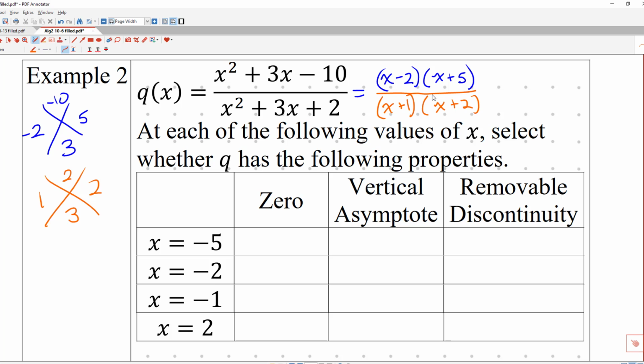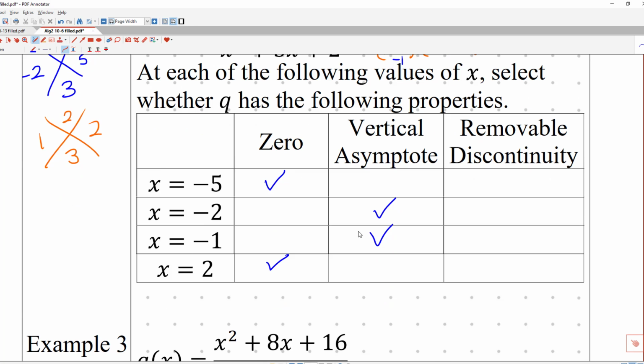I'm looking at this problem, and at first it might seem that those can be canceled out, but one is a plus, one is a minus, so nothing can be canceled off, which means we do not have any removable discontinuities. None of these should be checked. Nothing canceled out. So what do I have? In the top, I have x minus 2 set equal to 0. So at x equal to positive 2, I have a 0. At negative 5, I also have a 0. At negative 1, I have a vertical asymptote. Again, when it's in the denominator, there's a vertical asymptote. And at negative 2, I have a vertical asymptote. And done.